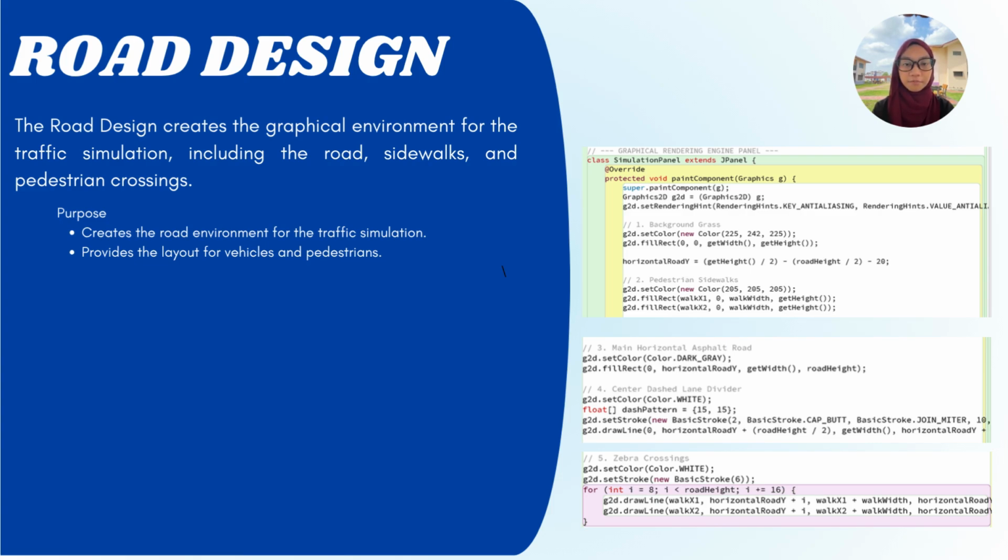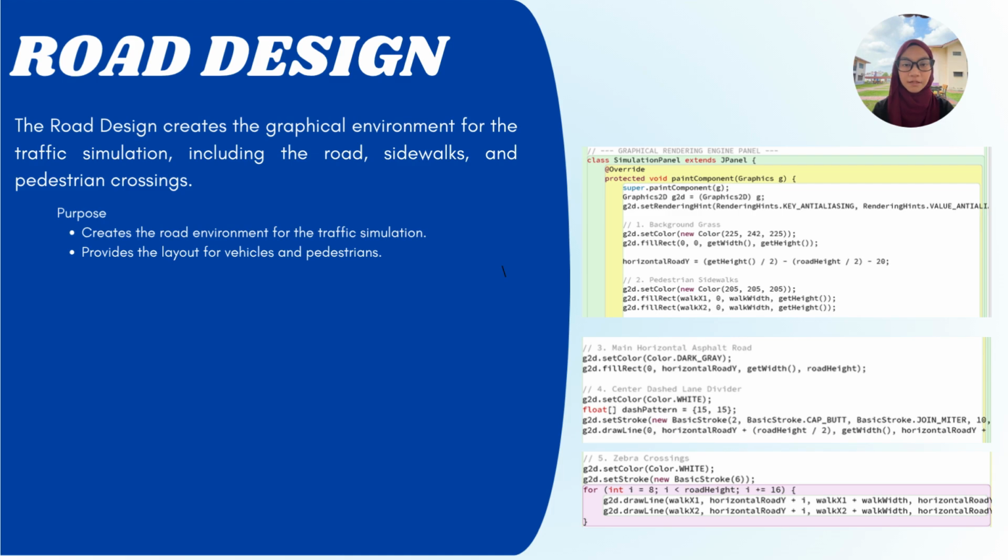Next are the road components. The system consists of several important elements, including the main highway, sidewalks, zebra crossing, lane divider markings, and traffic light positions. Each component is carefully positioned to create a realistic road environment and to support both vehicle traffic and pedestrian crossing.